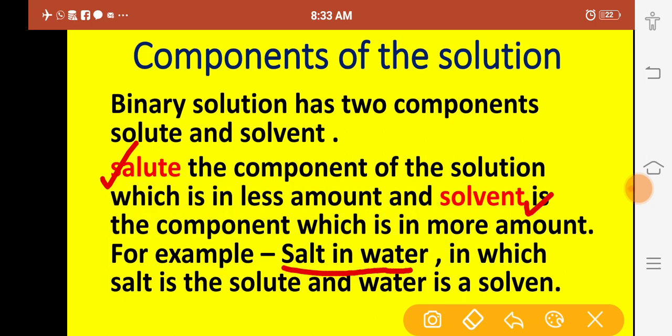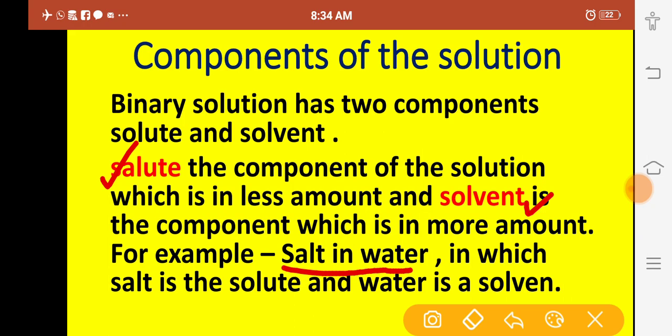Similarly, suppose glucose in water. Now students, this is the summer time. During the summer you use glucose to get more energy, instant energy. So you are adding glucose in water. Which one is in less amount? Yes, very good, glucose is in less amount. It means glucose is the solute and water is the solvent. Similarly, suppose you want to add sugar in water. Here sugar will be the solute and water will be the solvent.